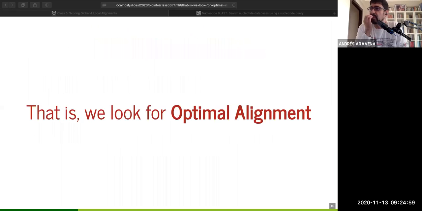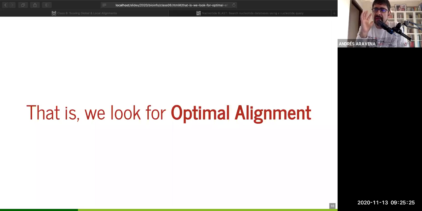So that is why we now say that we are looking not for the distance, but for the optimal alignment. Optimal in the sense that we are going to find the minimal distance. Sorry, not the minimal distance, the maximal score. That is what I say. Instead of looking for the closest one, we are looking for the optimal alignment, the maximal score. Oh, I'm saying it backwards.